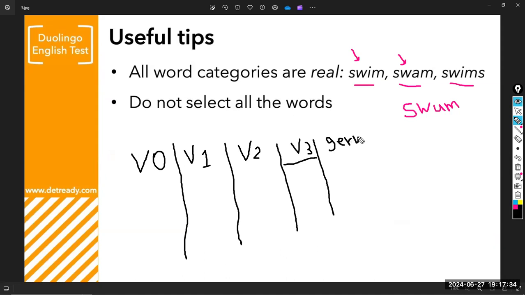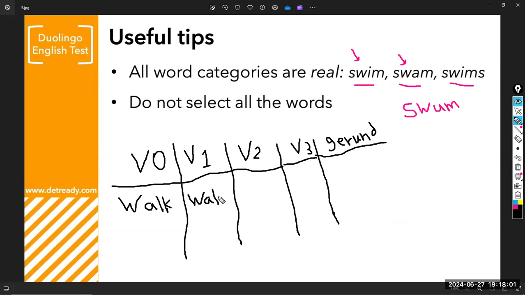Maybe the word is going to be a gerund. Let me show you some examples about verb zero, verb one, verb two, verb three, and gerund. Let's take this example, walk. Walk is verb zero. Verb one is all the time the simple present tense. If you want to use walk with he, she, it, what shall you do? Walks. He walks. Bravo. So walks is simple present. Verb one is simple present.